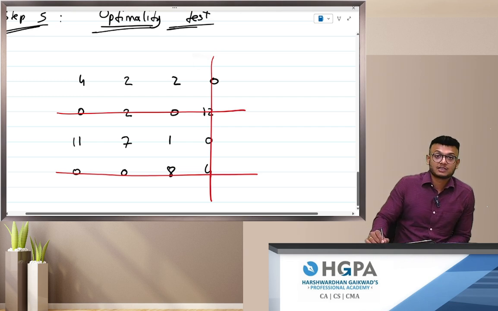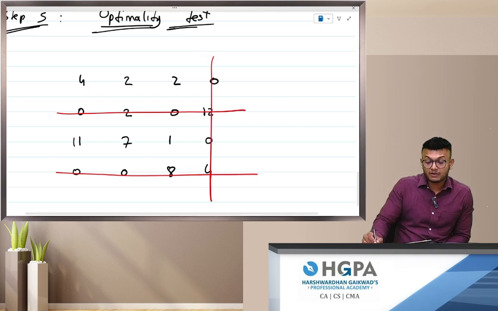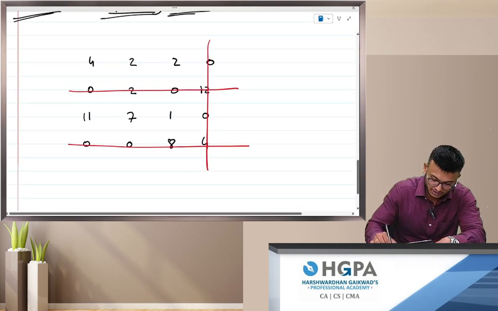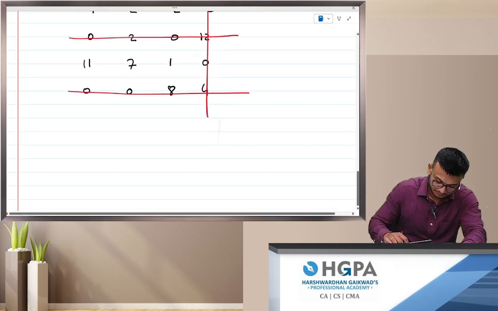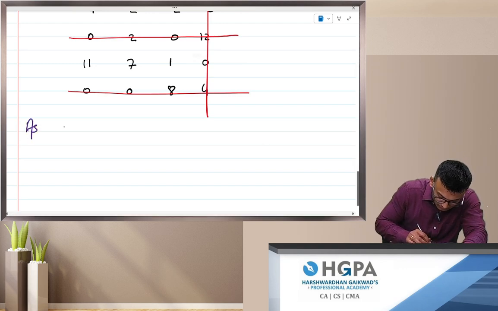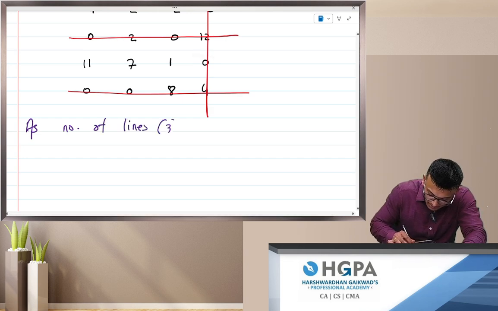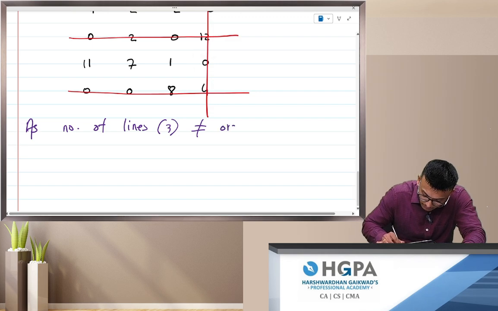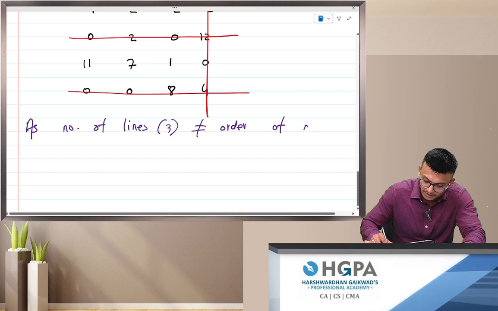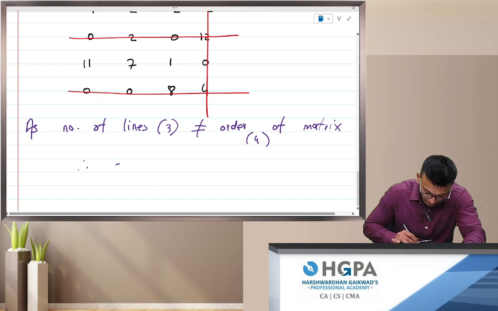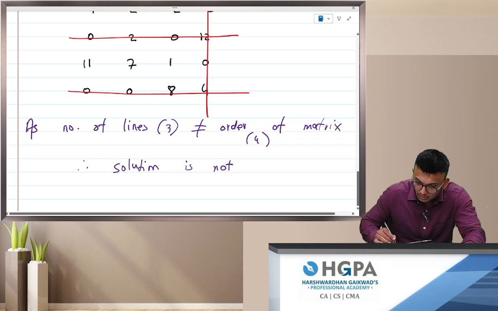What is going to happen in this question? Yes, we have covered the entire matrix, but the point is it is not going to match. Why is it not going to match? Now, pay important attention. It's a very important concept over here. As the number of lines, that is 3, is not equal to the order of matrix, that is 4, therefore the solution is not optimal.